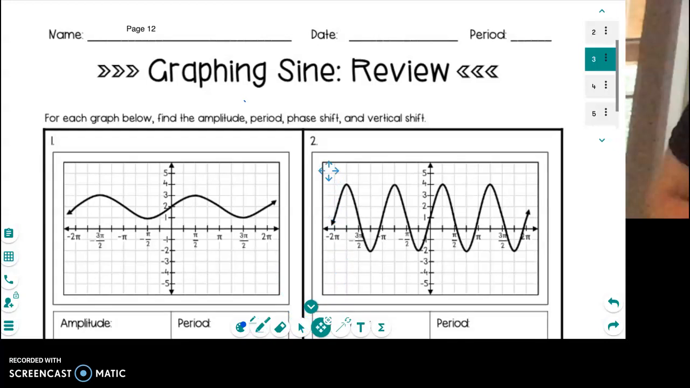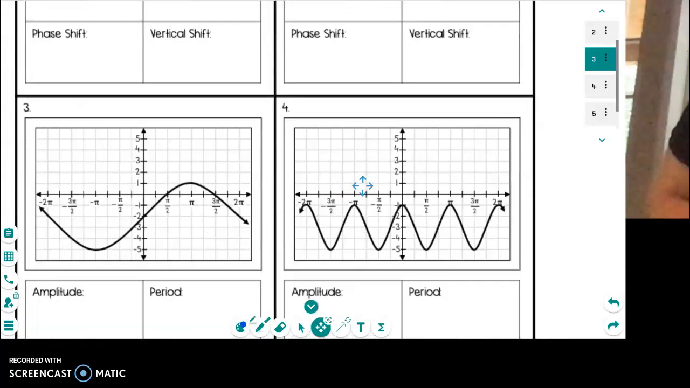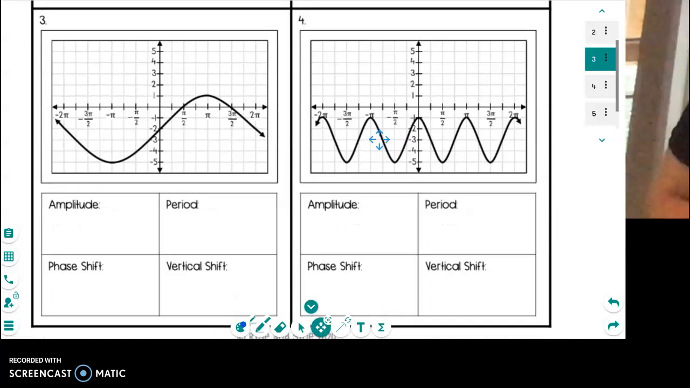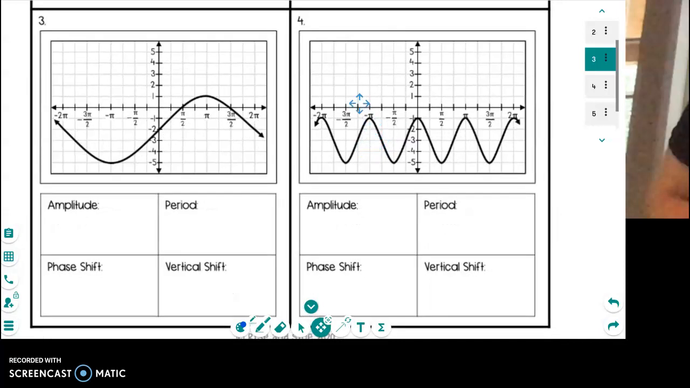So let's jump down to number 4. This is the hardest one. Let's have a look at it here. We have this function here, and you need to identify amplitude, period, phase shift, and vertical shift. I would say the easiest thing to start with sometimes is the vertical shift. So if we look and just put a midline on here, you can see that the graph has been shifted from 0 down 3. Vertical shift is down 3.